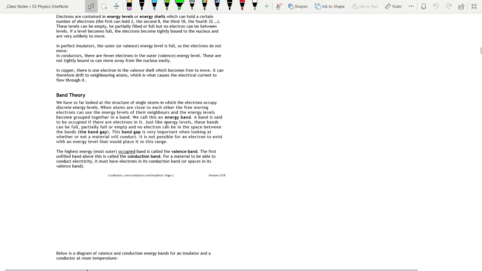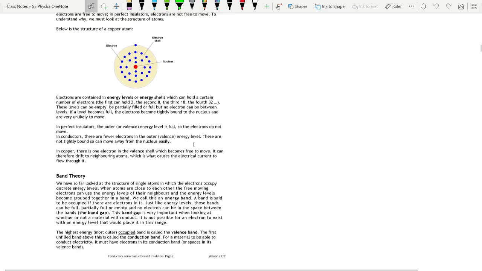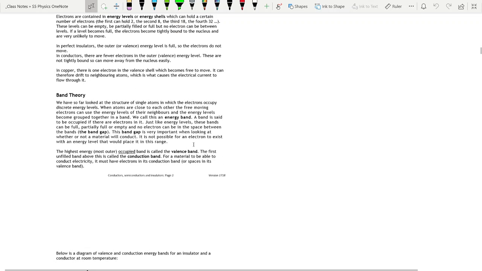When we look at atoms, we tend to look at a lot of atoms together. This is just a single atom with energy shells. What we see is lots of atoms together, and we combine all of these shells and group them together in a band. We call it an energy band. It's basically lots and lots of the same atom, and we look at them in bands rather than energy levels per atom.